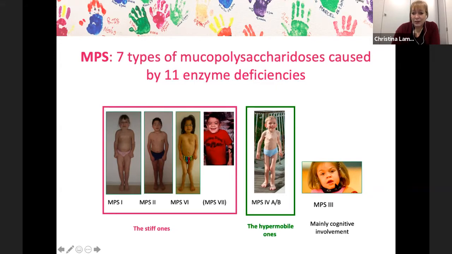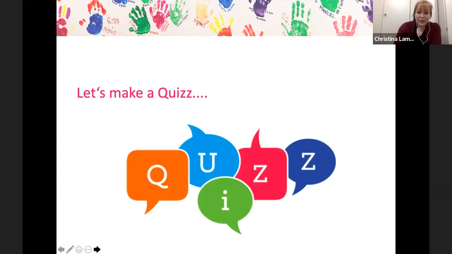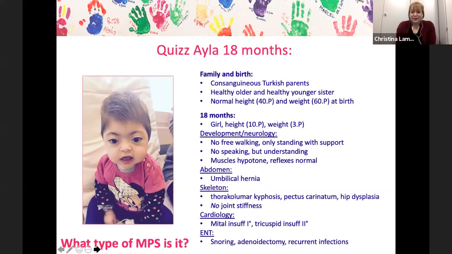And then we have another group of MPS, that is MPS 3, which have mainly a cognitive involvement, but also the appearance might be a little bit different. So let's make a quiz, and I hope you will follow my talk and my suggestions, and to see what you think about these patients.